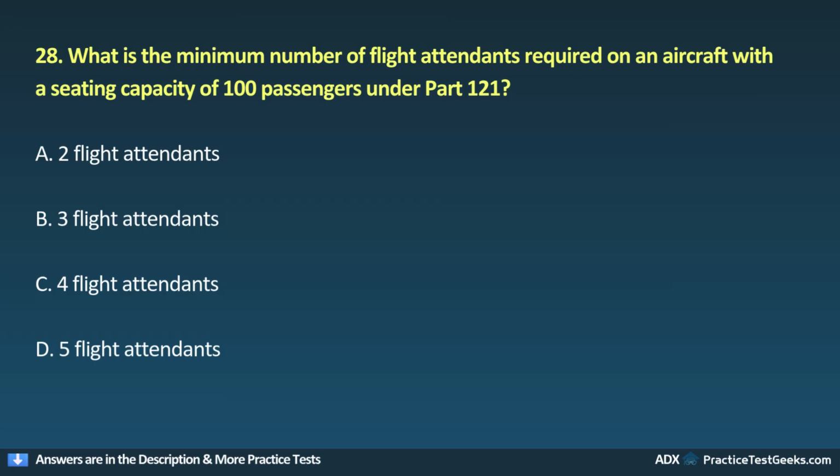28. What is the minimum number of flight attendants required on an aircraft with a seating capacity of 100 passengers under Part 121? A. 2 flight attendants. B. 3 flight attendants. C. 4 flight attendants. D. 5 flight attendants.